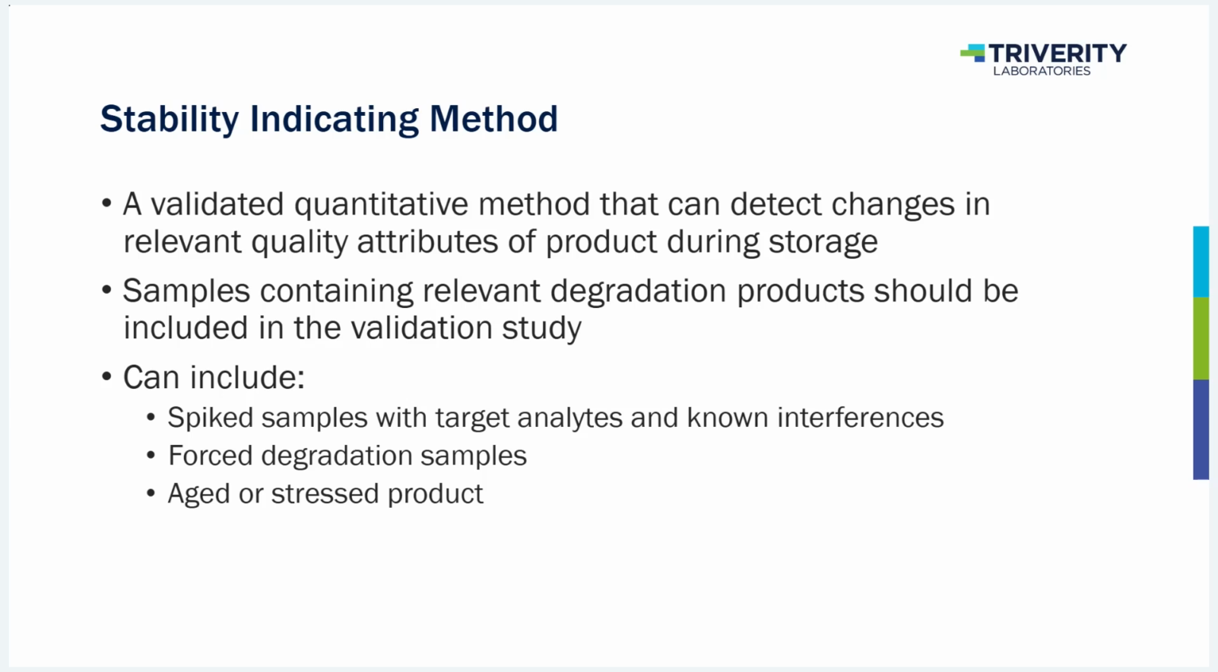If you have degradants that could be coeluting with your API peak, you might not be able to detect change in your product. You're not going to see that degradant growing. So you need to do some work to prove that your method is stability indicating. Samples containing degradation products should be included in the validation study. In that bullet it says containing relevant degradation products, and I think that's kind of important.